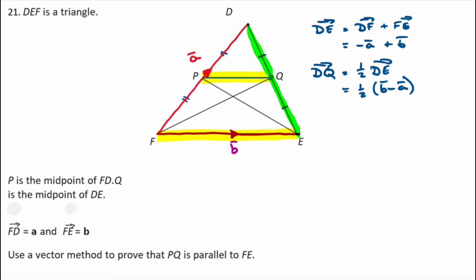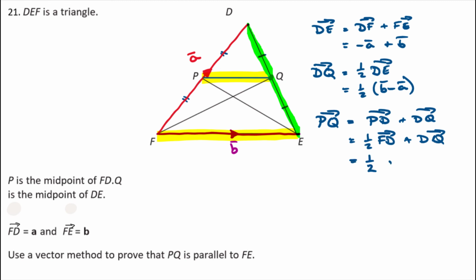So now I think we can find P to Q, can't we? So what's P to Q? Now P to Q, I could go from P to D, and then I can go from D to Q. So P to Q is P to D plus D to Q. Now P to D, again, P is the midpoint of FD, so P to D is going to be half of F to D, isn't it? And F to D is the vector A, so that's half of the vector A, and D to Q we found was half of the vector B minus A.